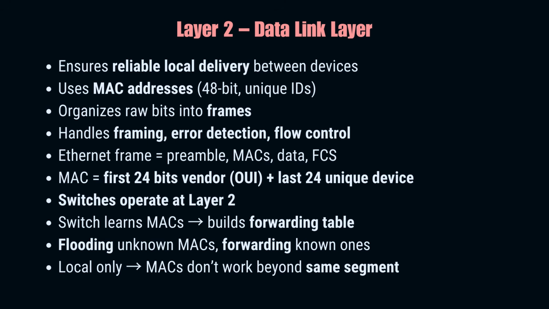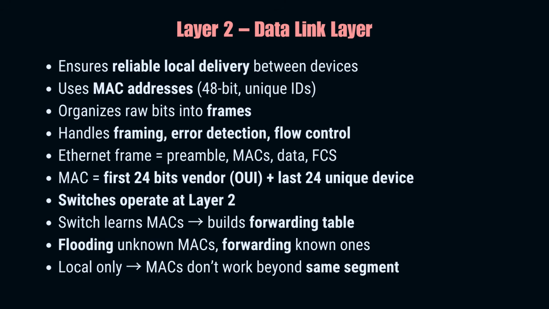The data link layer ensures reliable communication between directly connected devices using physical addresses called MAC addresses. This layer handles framing by organizing bits into structured frames. Physical addressing uses 48-bit MAC addresses for local delivery. Error detection is done through frame check sequences, and flow control manages transmission rates.